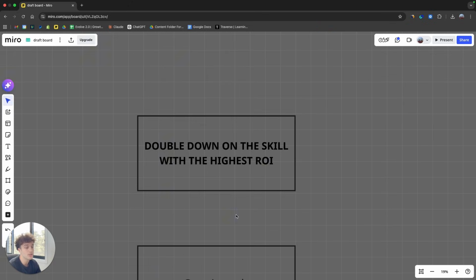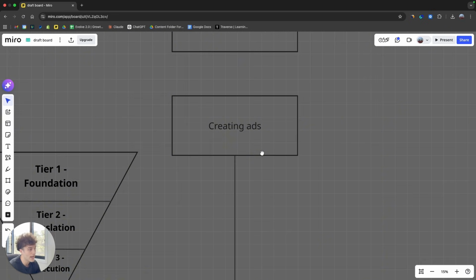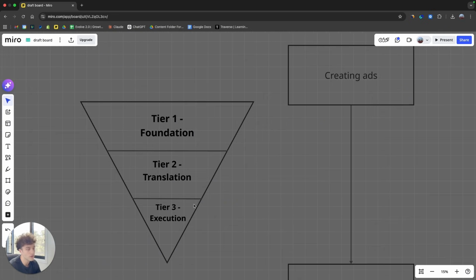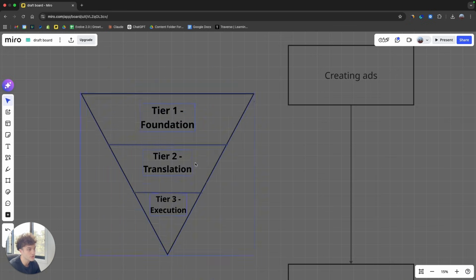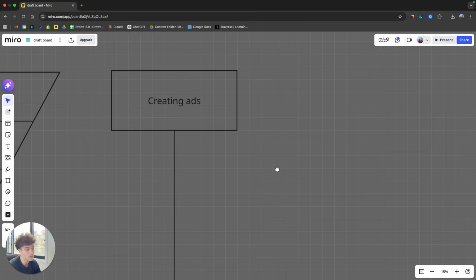So now that we have the tools, now that we have all the apps and everything, but we don't know what to do, here is what we're going to be doubling down on. We're going to be doubling down on the skill with the highest ROI, which is creating ads. Now, I broke this up into 3 sections of ad creation. First one is foundation, second one is translation, third one is execution, and I'm going to explain exactly what they mean now.